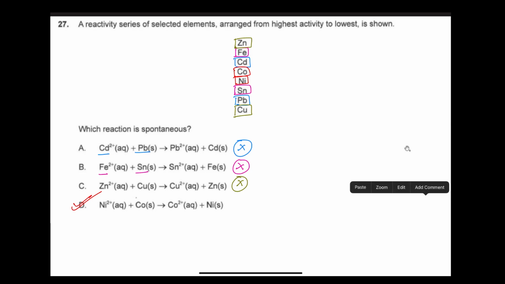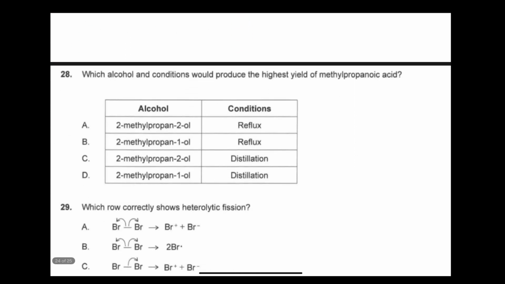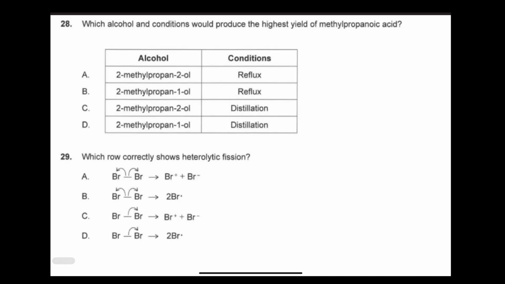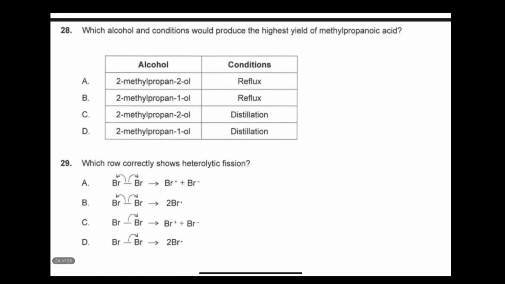Question 27. Which alcohol and conditions would produce the highest yield of methyl propanoic acid? Now, if you're converting alcohol to an acid, the condition should be reflux. If you want to convert alcohol to aldehyde, then you have to distill the solution. Distillation is as soon as a drop of aldehyde is formed, you will just convert it to vapor such that the aldehyde does not get converted to carboxylic acid.